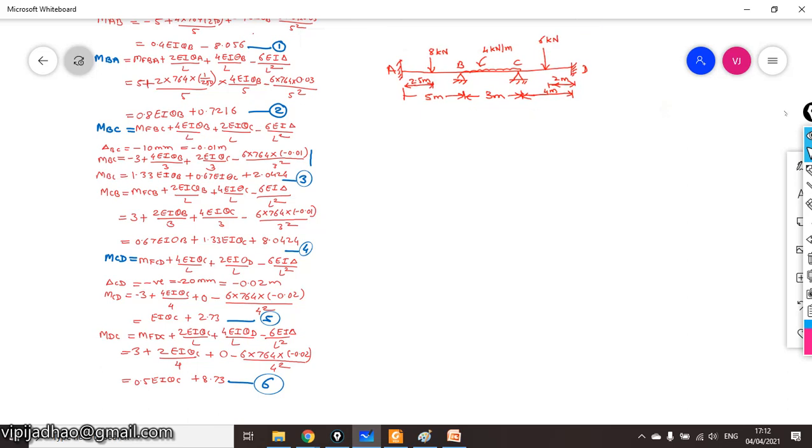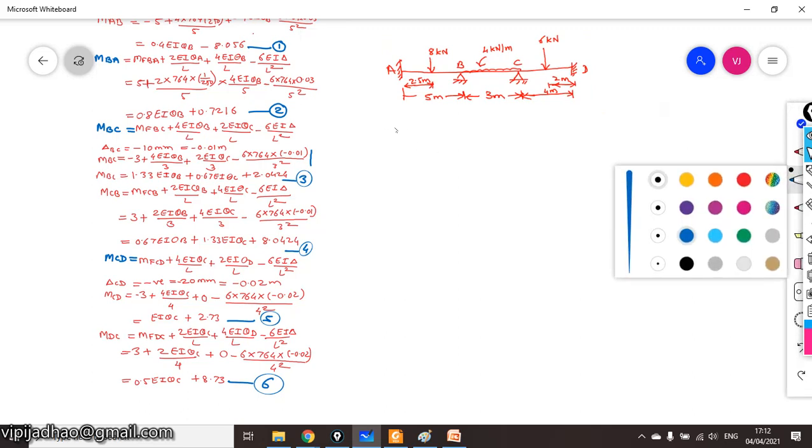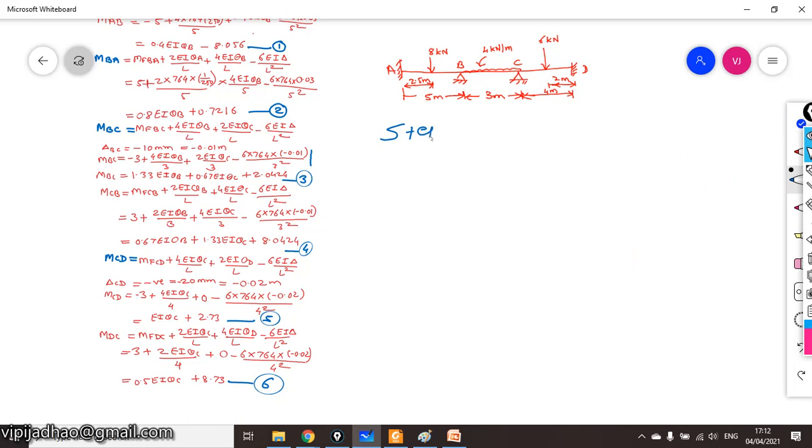Now next step is step number 4. Write the joint equilibrium equation. Now you can see here we have support B and C as a continuous support.